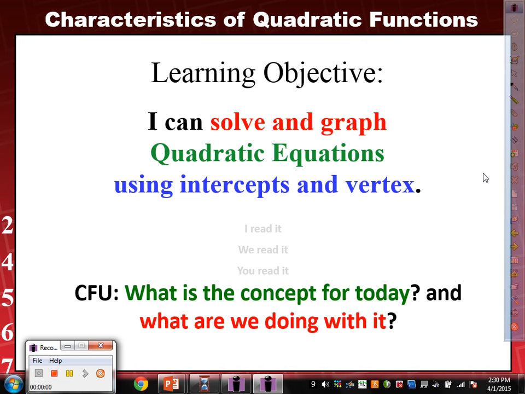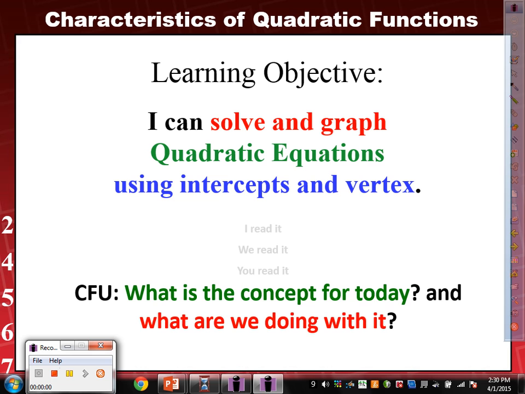Okay, here we go. This is our last lesson for quadratic equations, and our objective is I can solve and graph quadratic equations using intercepts and vertex. Let's read together. 1, 2, 3. I can solve and graph quadratic equations using intercepts and vertex.